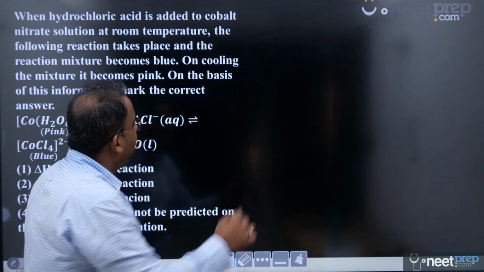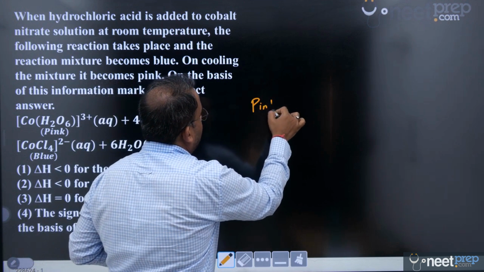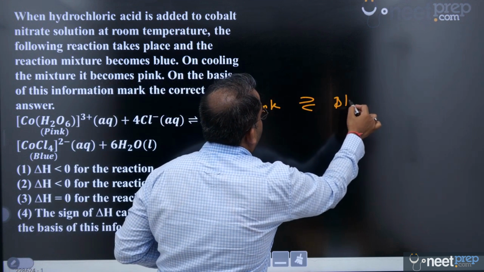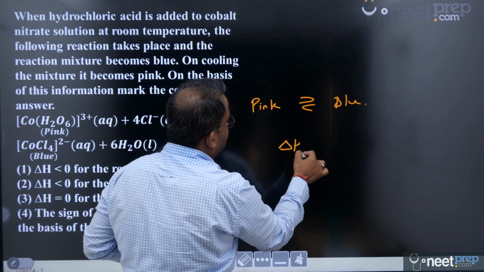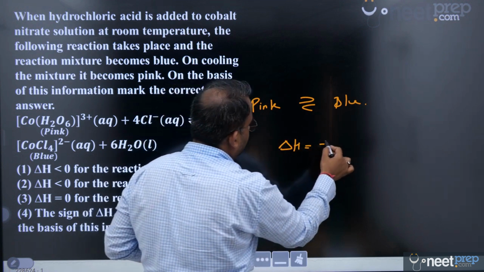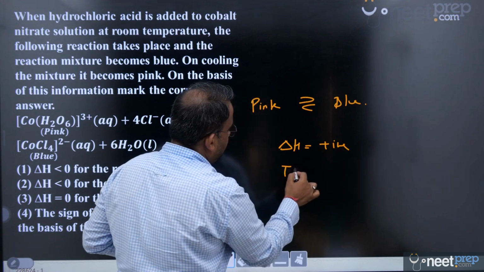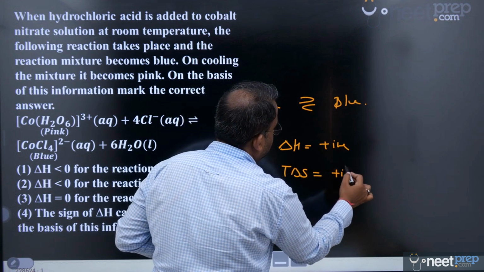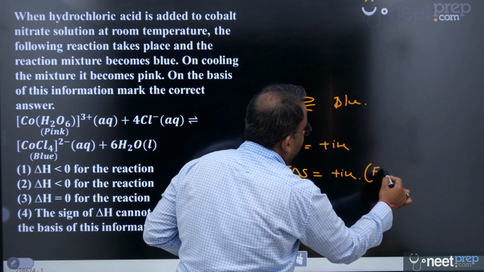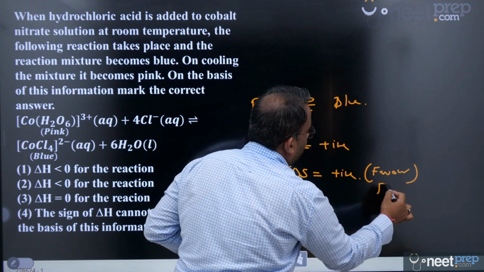Now let me change it. Pink here and blue here. Let me do it this way. Delta H is, let's say, positive and T delta S is also positive, which means it is favoring forward.